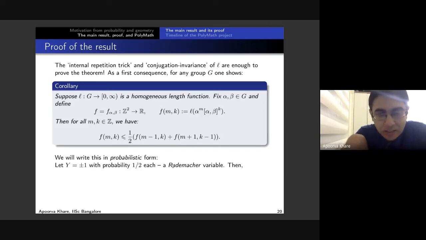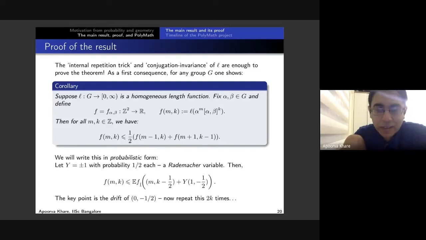Then what this theorem above is saying is that f of m, k is the expectation of f of m plus y times 1, k minus half. Right? Because what does expectation mean? You take this with y equals 1, you take this with y equals minus 1, add the two and divide by 2. That's all. You check that that's exactly f of m minus 1, k minus half plus f of m plus 1, k minus half, divided by 2. And the key point here is that from f of m, k, you get to f of m, k minus a half.